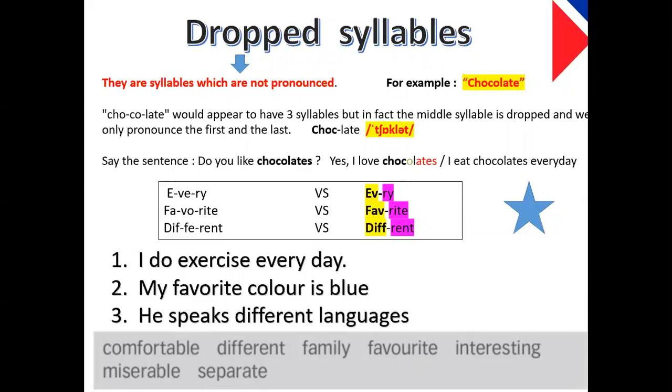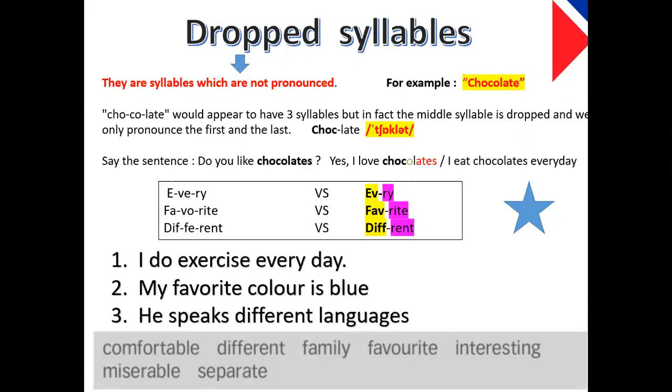Okay, we have some examples here. I would like you first to listen to my pronunciation, and then I want you to repeat. Okay, let's start. I do exercise every day. My favorite color is blue. He speaks different languages. Okay, now I want you to listen and repeat. I do exercise every day. Two, my favorite color is blue. Three, he speaks different languages. Excellent.